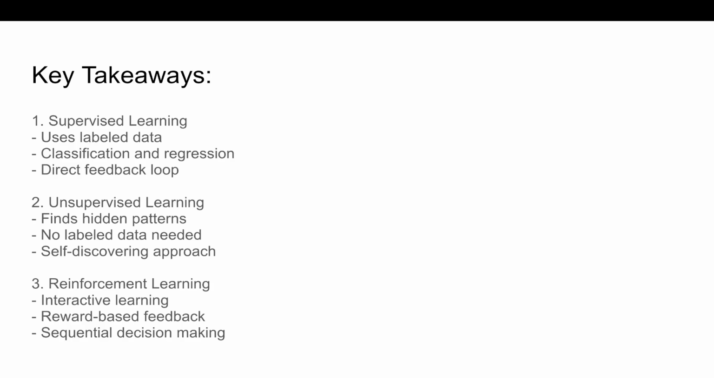Conclusion. In this lesson, we've taken a deep dive into the three main types of machine learning: supervised learning, unsupervised learning, and reinforcement learning. We've seen how supervised learning leverages labeled data to train models for classification and regression tasks, using algorithms like decision trees, support vector machines, and neural networks.